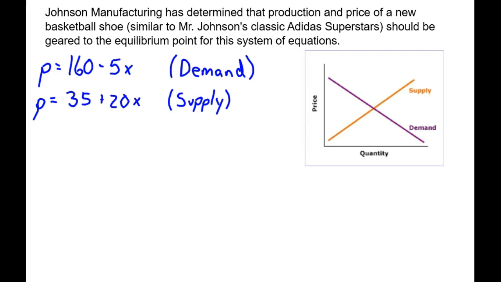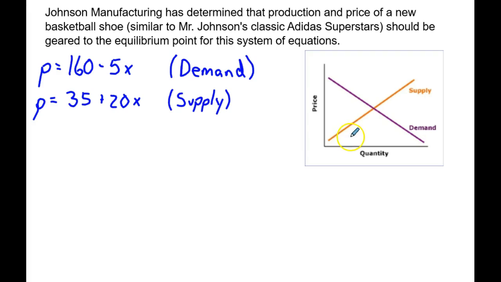The last example is going to be an application problem. Johnson Manufacturing has determined that production and price of a new basketball shoe, similar to Mr. Johnson's classic Adidas Superstars, should be geared to the equilibrium point for this system of equations. So we have our demand equation, which is P equals 160 minus 5x, and we have our supply equation, which is P equals 35 plus 20x. P is going to represent the price of the shoe. X is going to represent the number of shoes sold in millions.